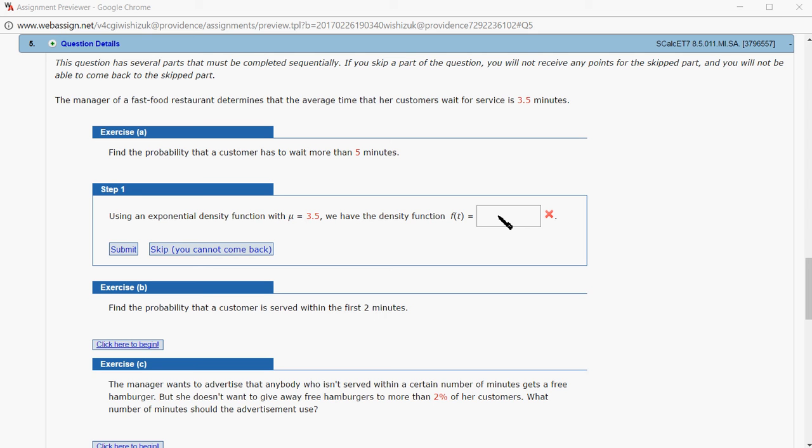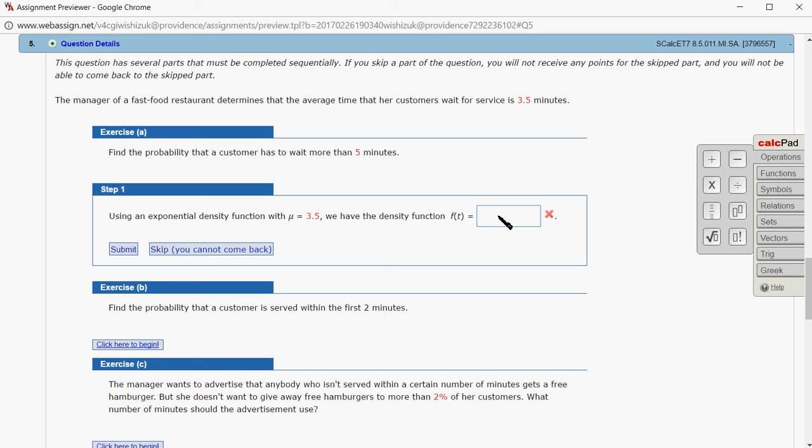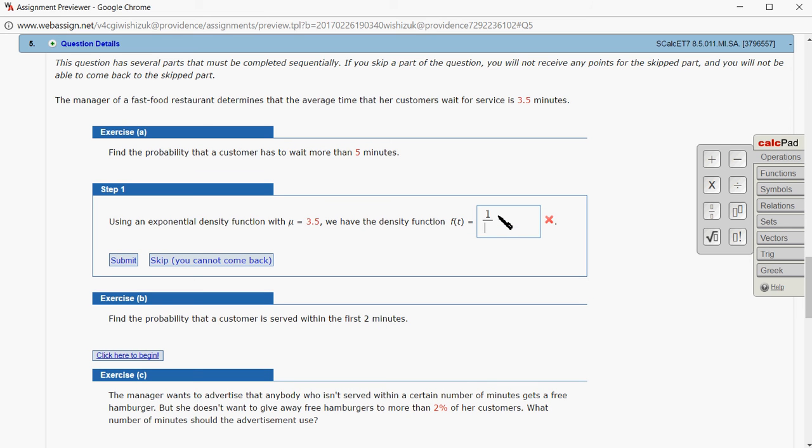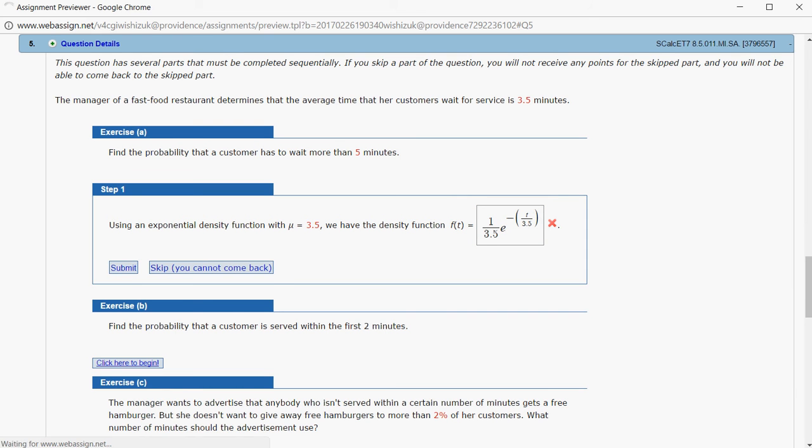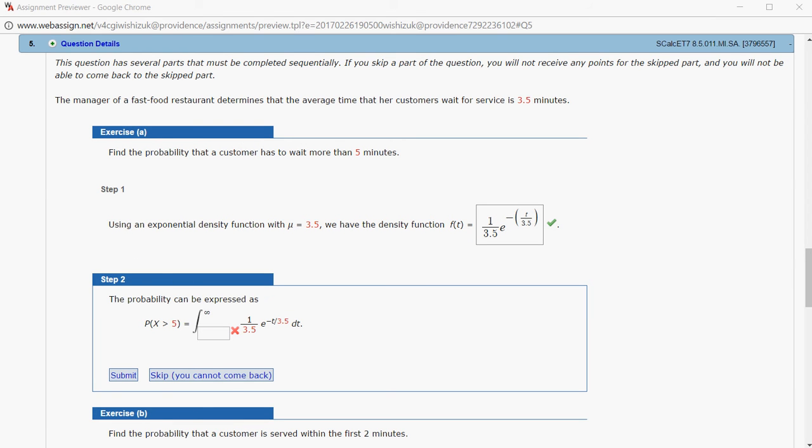The c is the reciprocal of mu, so we can type in 1 over 3.5, e to the negative t over 3.5. Let's submit. It came back and looks like we got step 1 correctly.